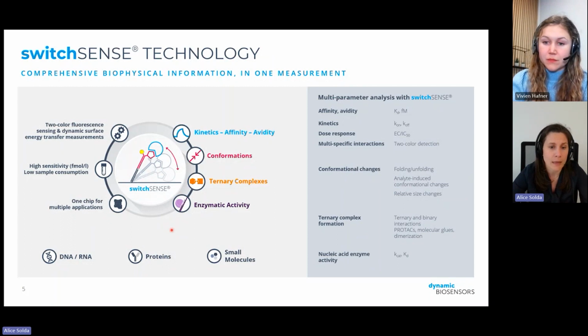Of course, I have no time to talk about all of them. Today, I'm going to talk merely about ternary complexes. But again, I think switchSENSE is a very versatile technology and it is in the limit of the creativity of the researcher to use our technology.